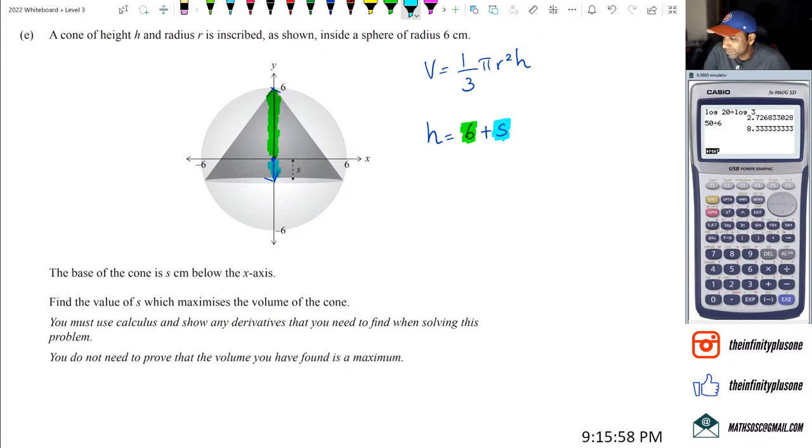Now the issue that we have with this question is we replaced h, but we got an s. That's the problem. Because if you think about it, I can write my volume equation now. My volume equation is going to be 1/3 pi r squared, but instead of h, I'm going to put 6 plus s. And we are back at the same problem that we had at the start of the question. Because at the start of the question, we wanted to get rid of h. But by getting rid of h, we've actually gotten s. So we need to figure out how to get rid of the s now. All right? So what do we actually know about s?